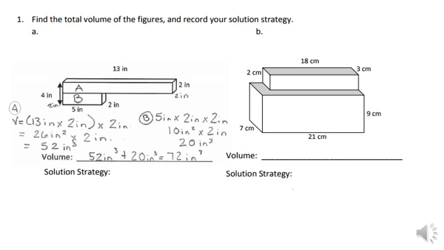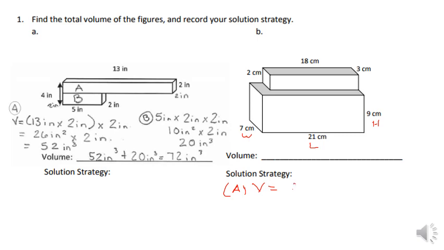Okay, they already did A for us, so we're going to look at B. The first thing I'm going to do is identify my length, width, and height. This here is my length, this is my width, and this is my height. So I have everything I need for the volume of A.